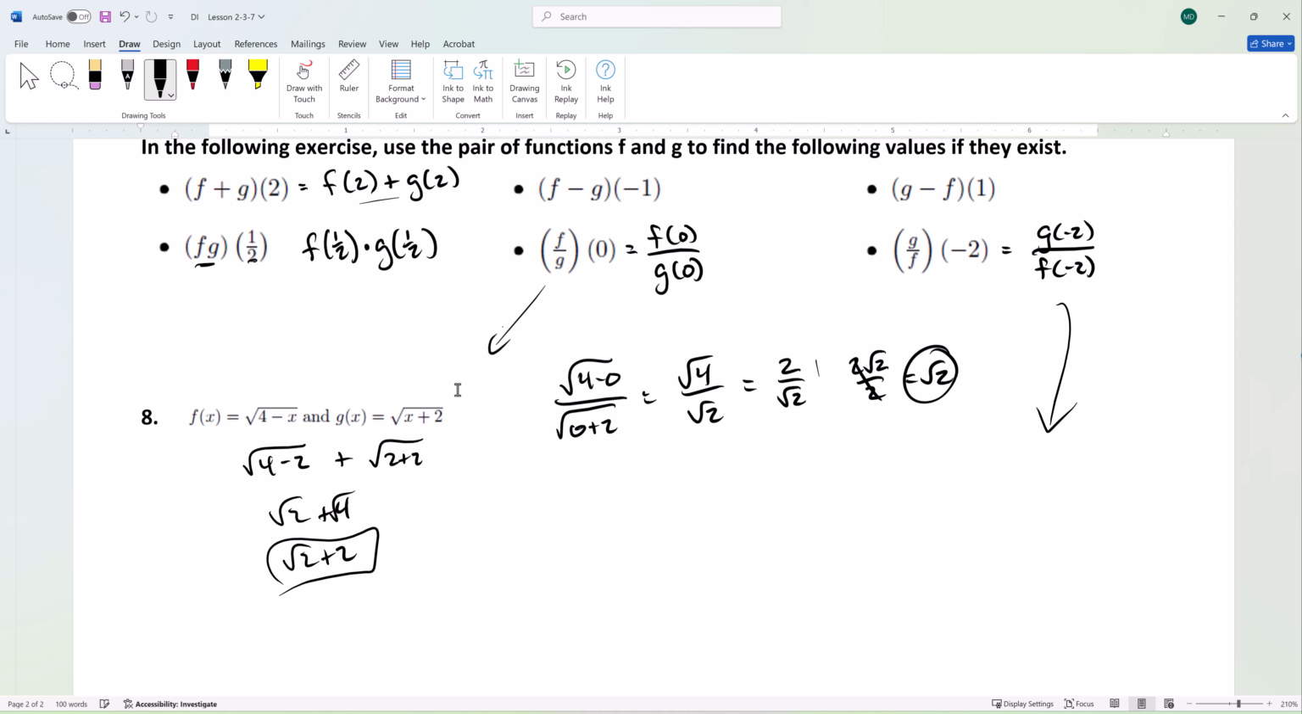This one right here, g of negative 2. So that's the square root of negative 2 plus 2 over f of negative 2, so that's going to be the square root of 4 minus negative 2. So that's going to be 0 over root 6, which equals 0.